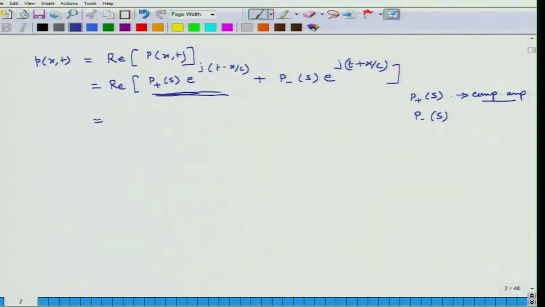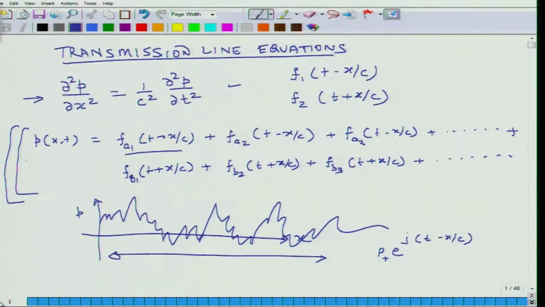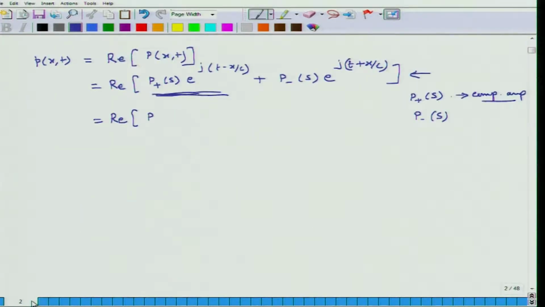Now I can rearrange this entire thing, and this function is a valid function for the pressure wave equation, because wherever t and x are coming, they are coming in either t minus x over c format or t plus x over c format. So this function belongs to the same class of functions which we had discussed as f1 of t minus x over c or f2 of t plus x over c. So this function satisfies the wave equation.